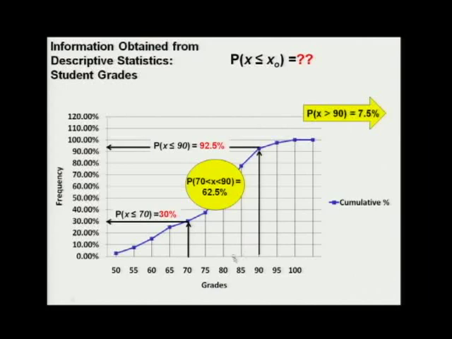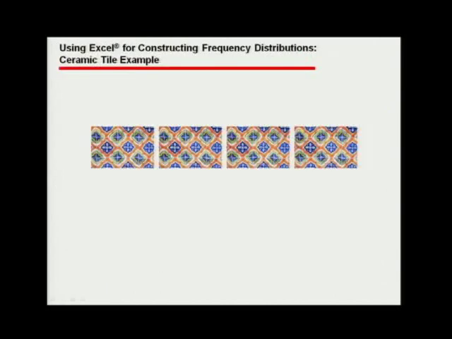We can also get the value in the middle, the percent of values from 70 to 90, by simply subtracting the percent here, less than or equal to 90, from the percent here, less than or equal to 70. By subtracting these two, that will give us the percent of values from 70 to 90 grades.